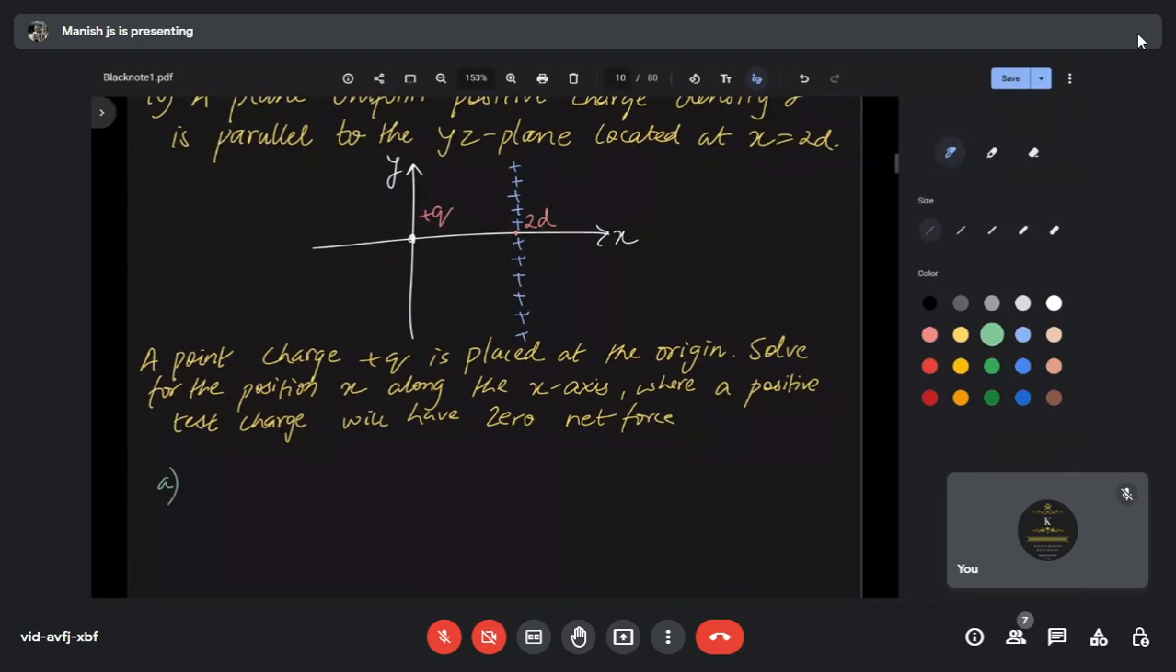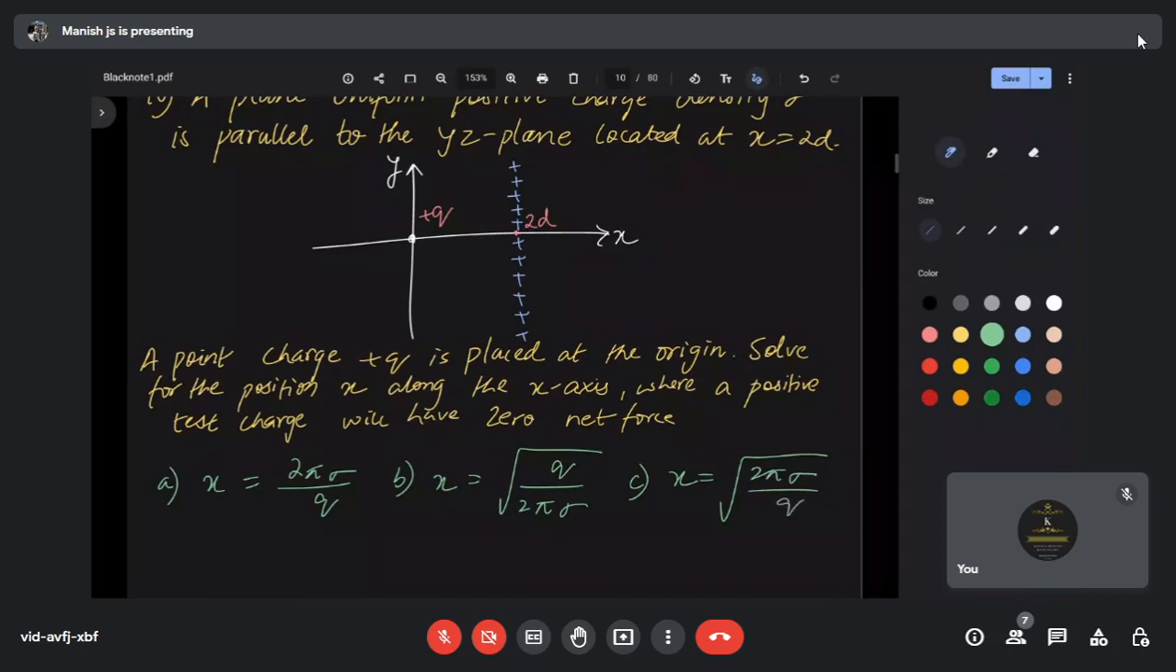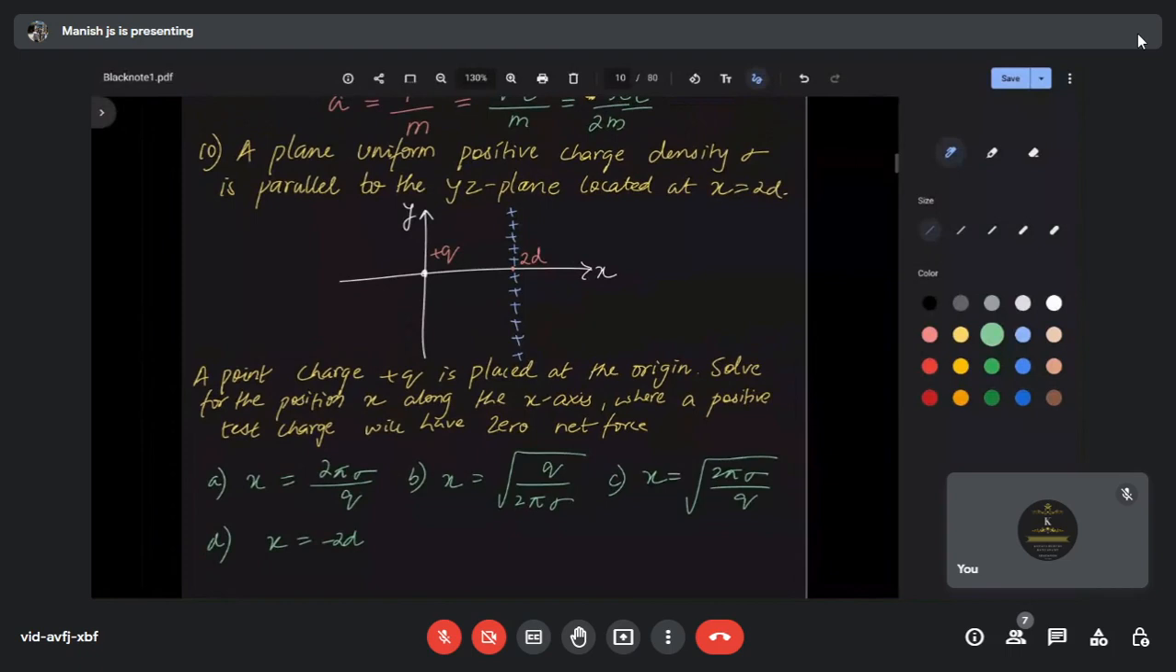Option A, X is equal to 2 pi sigma divided by Q. Option B, X is equal to under root of Q upon 2 pi sigma. Option C, X is equal to under root 2 pi sigma divided by Q. And option D, X is equal to minus 2D. Yes, it's the question.